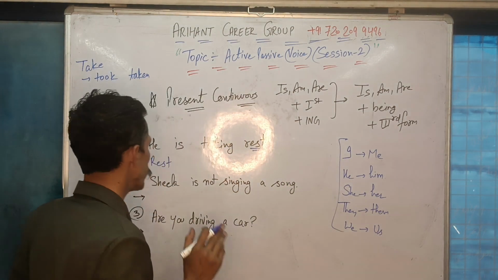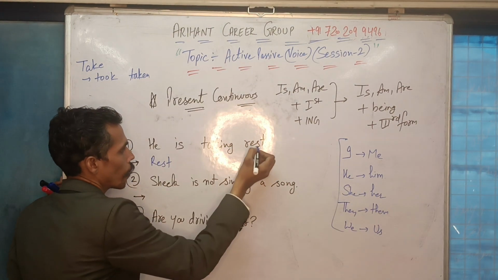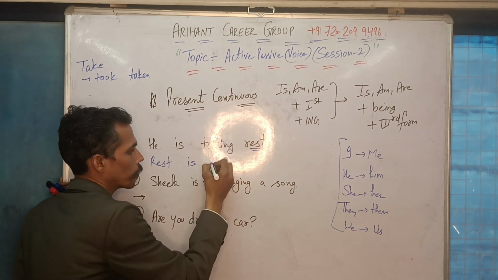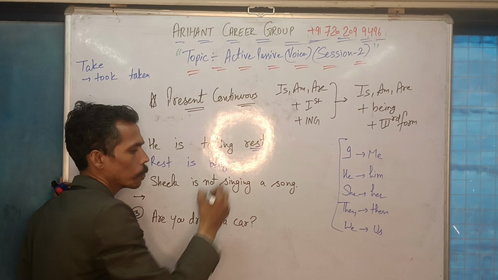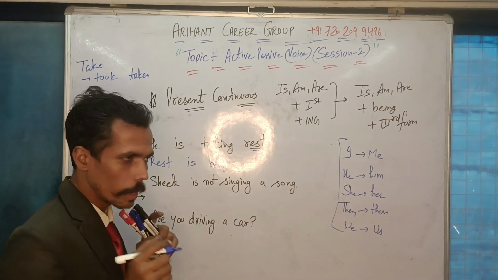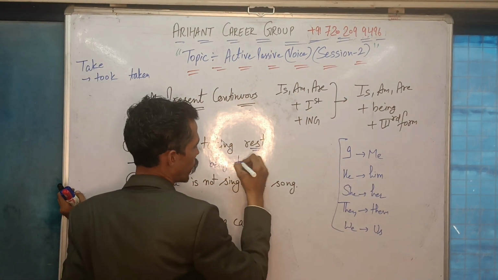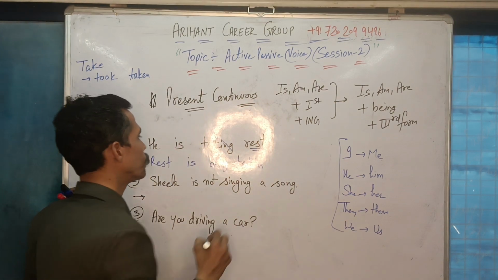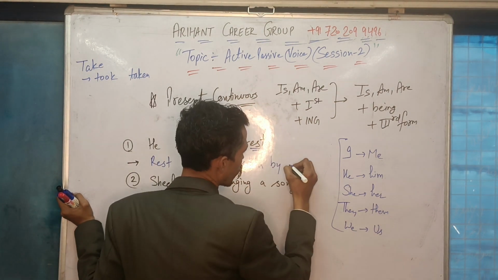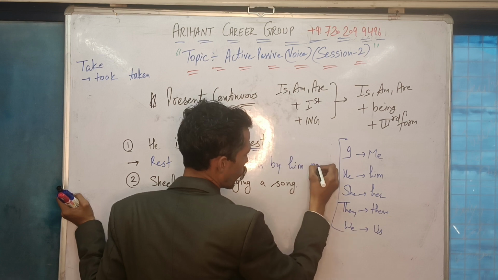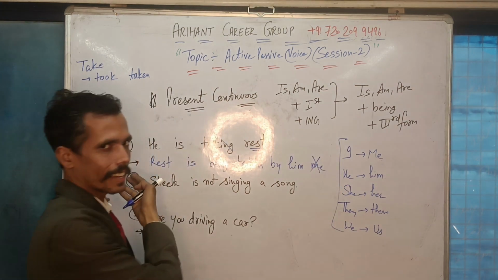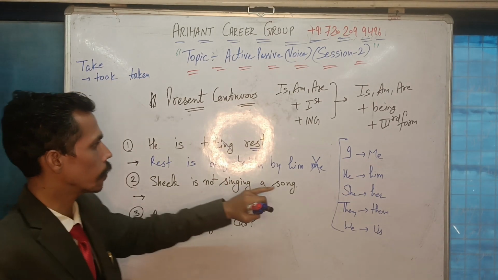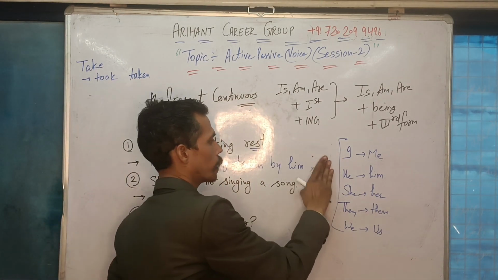Okay, so the answer will be: rest is being. Rest is being. Third form: take, took, taken. Rest is being taken by him. Why not me? Because it is not I. I can be converted into me. So automatically he is to be converted into him, not me.